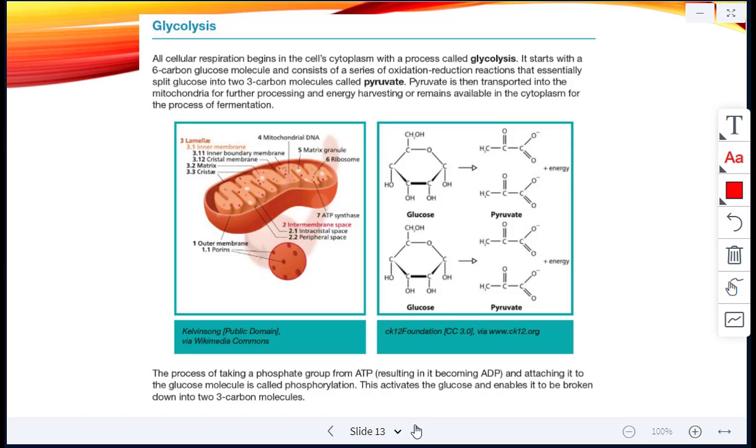All right, so this is just another summary of what happened in glycolysis. All cellular respiration starts with glycolysis. It's occurring in the cell cytoplasm. It starts with that 6-carbon glucose molecule, and it'll go through a series of oxidation reduction reactions, which will split that 6-carbon glucose into 2 3-carbon molecules called pyruvate. Pyruvate will then enter the mitochondria during aerobic respiration and enter the Krebs cycle.